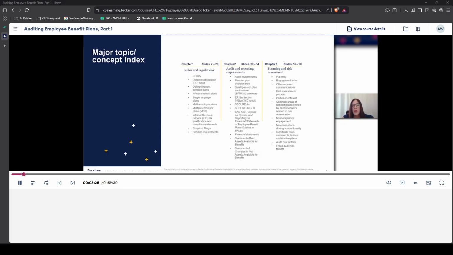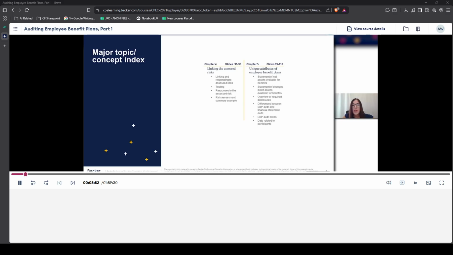We will also, in Chapter 3, discuss the planning and risk assessment requirements. Planning for an EBP audit is one of the most critical areas, and we want to make sure that we know exactly what's required in accordance with our audit standards, but also talk about some best practices and how we can possibly be more efficient and effective as well.